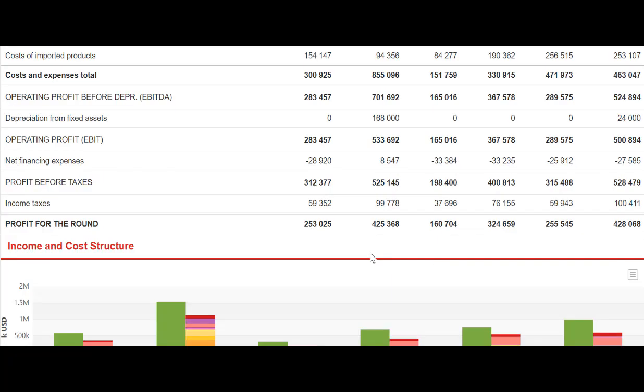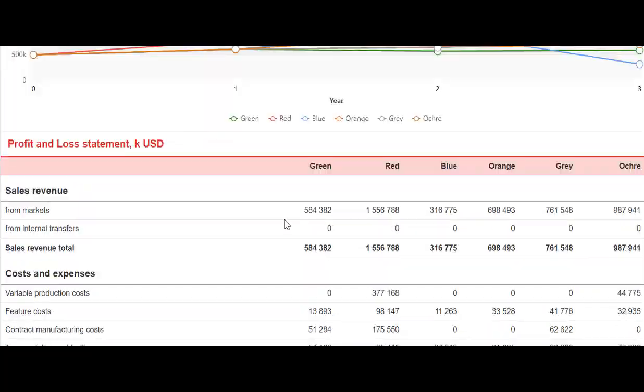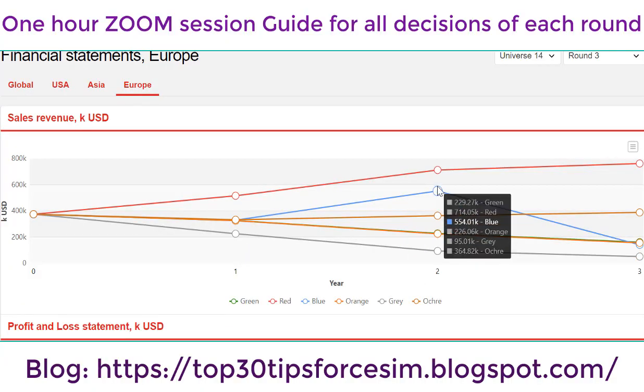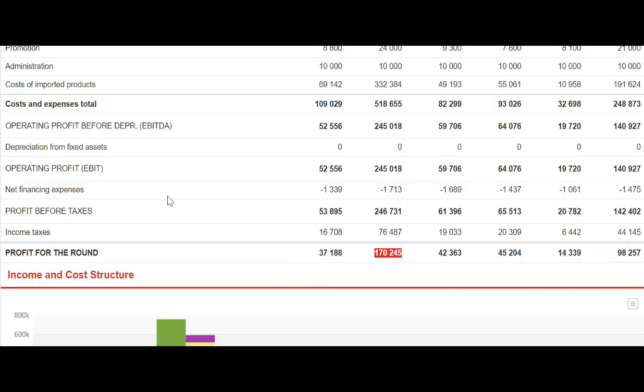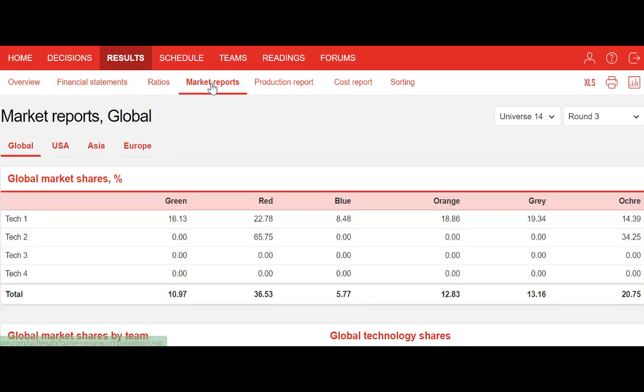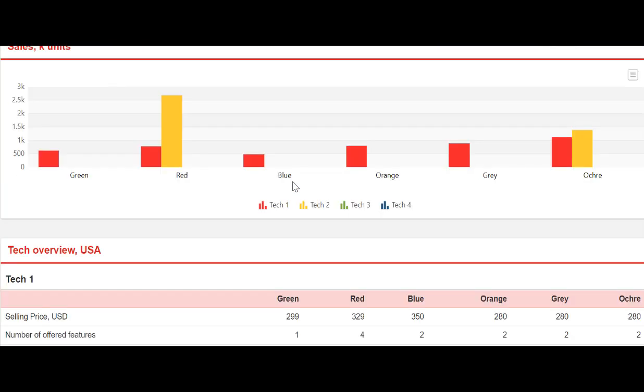We still did not build a new plant in Asia, so all the cost for R&D we have to pay in the US market, right? We also compare our sales, profit and the cost with competitors to adjust our strategies. And this is very important.